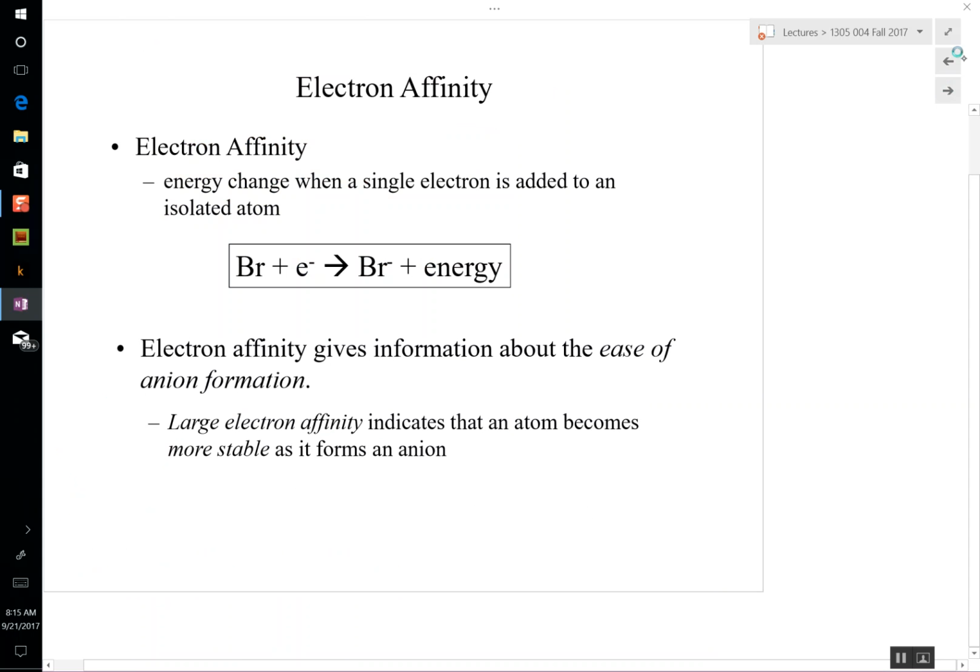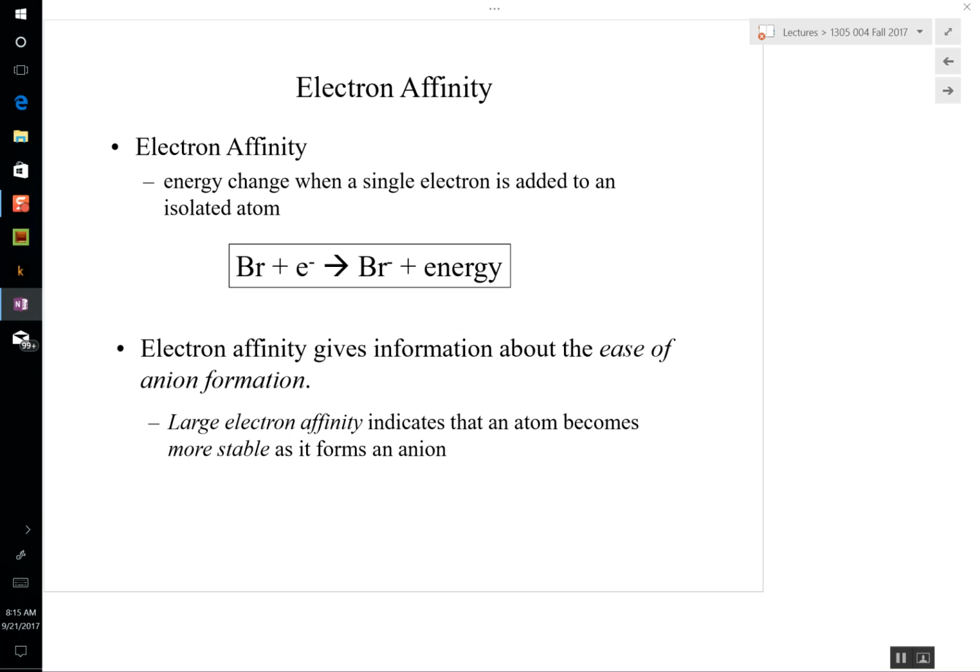Now, the next one, electron affinity. Affinity means attraction for an electron. This is the amount of energy that is released when you add an electron to an atom. So here we've got bromine. Always keep in mind, when I mention an element, you should immediately be going to where it is in the periodic table. Here's bromine, plus an electron forms an ion, bromide.